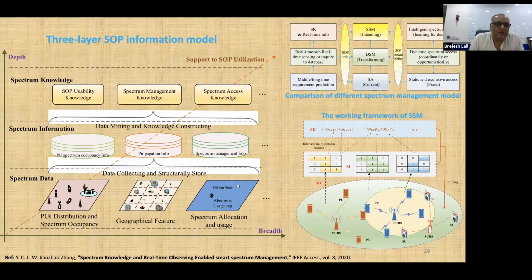You have something called the spectrum data, which is the distribution of the primary users, the geographical features, and it is about the spectrum allocation and usage. Then you have something known as spectrum information, some of which you get from the spectrum data. It is collated into propagation information. It is about primary user spectrum occupancy information, and it is about spectrum management info.